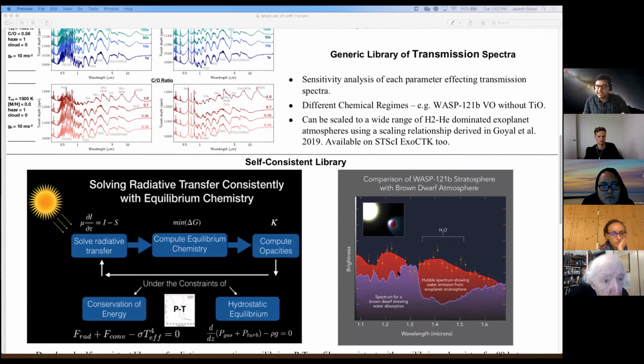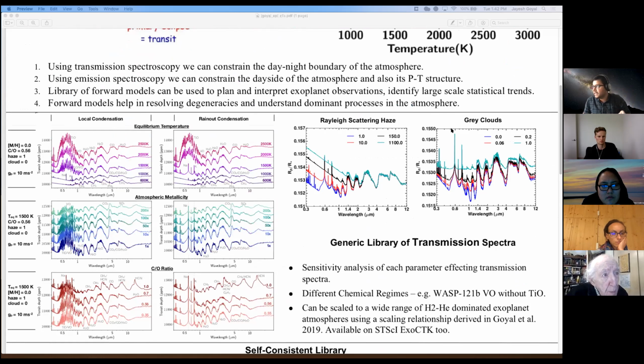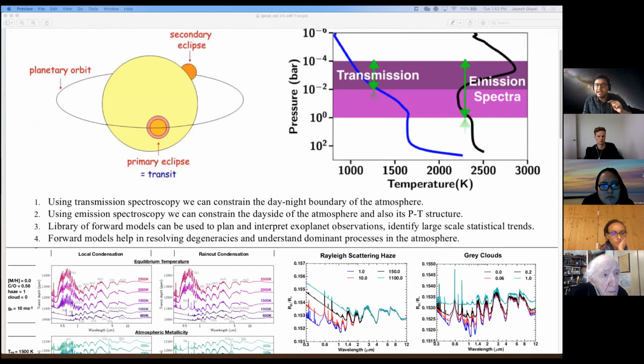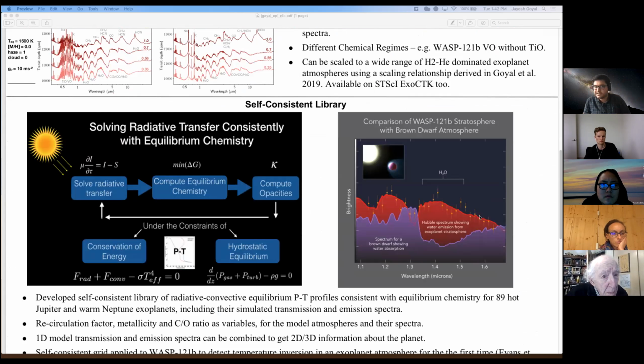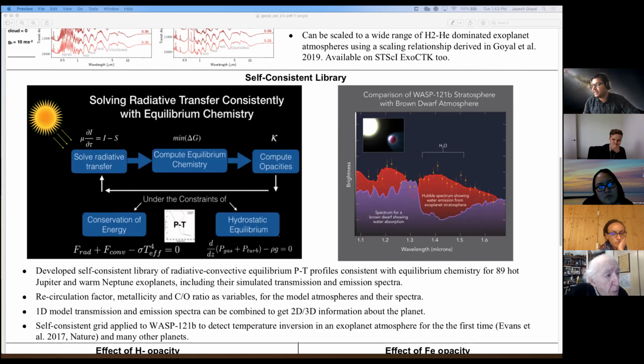This is a water absorption feature. But if you have a thermal inversion in the atmosphere, the radiation that is emitted lower will be absorbed here, and it will be re-emitted at those layers at a higher temperature. That's why it will be seen as an emission feature that you see here for WASP 121. And this is what we detected for WASP 121. So that confirmed that there is a thermal inversion layer present on the day side of WASP 121. This is one of the important applications of the grid we did for this planet, and this was an interesting discovery.